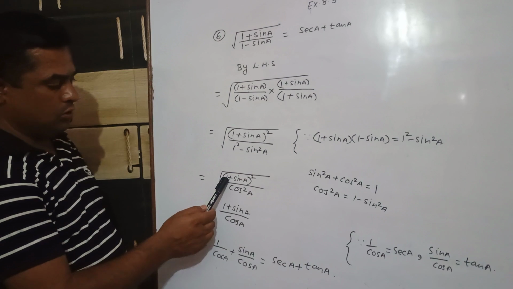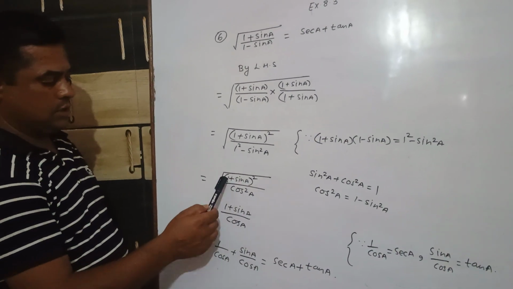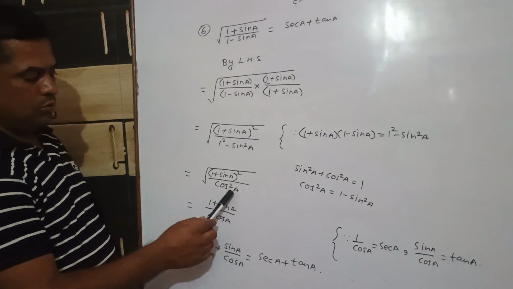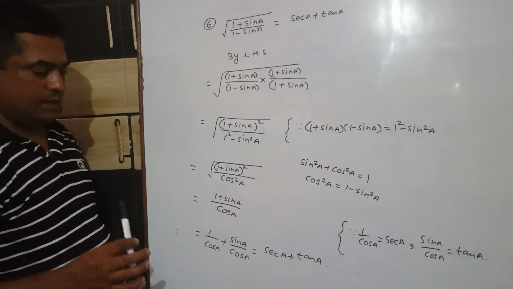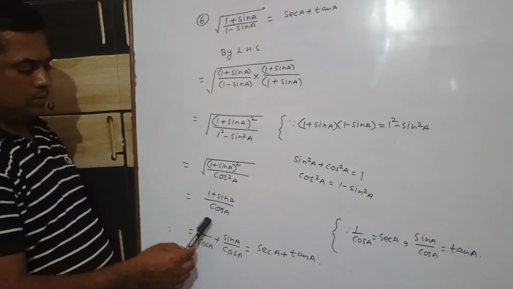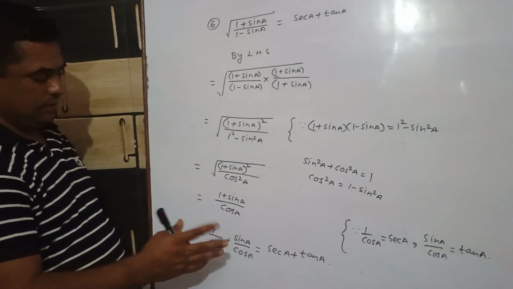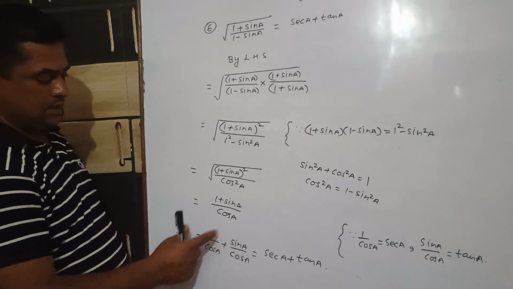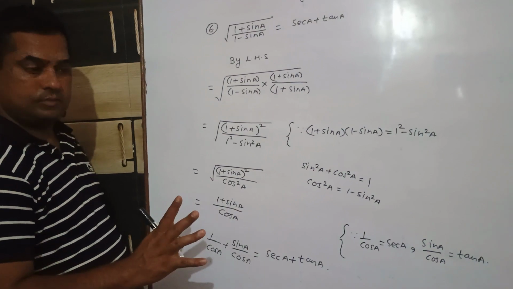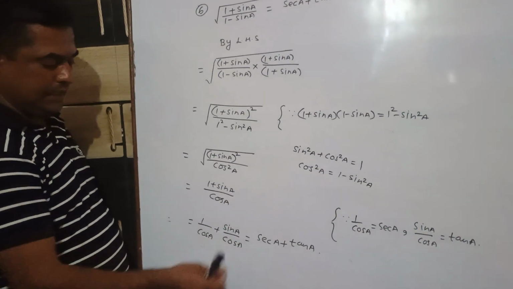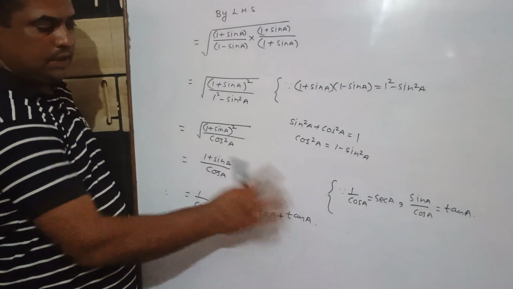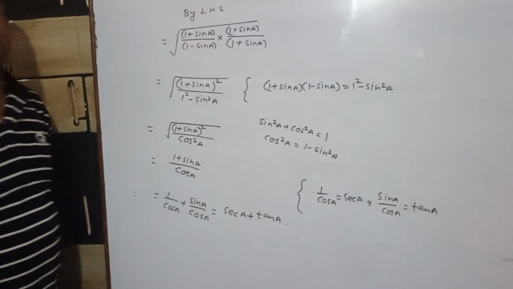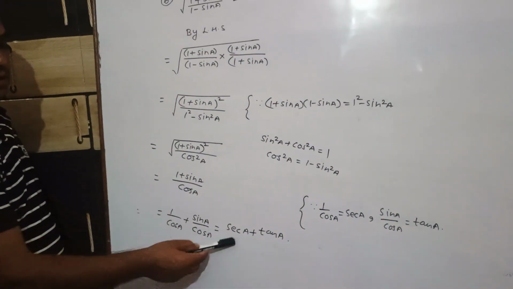Now what is the square root of 1 plus sin A whole square? The square root of 1 plus sin A whole square is 1 plus sin A. Square root of cos square A is cos A. We will divide these two terms by cos A. We can write here 1 upon cos A plus sin A upon cos A. Now 1 upon cos A is sec A and sin A upon cos A is tan A. You know very well 1 upon cos is sec and sin upon cos is tan. This is your right hand side.